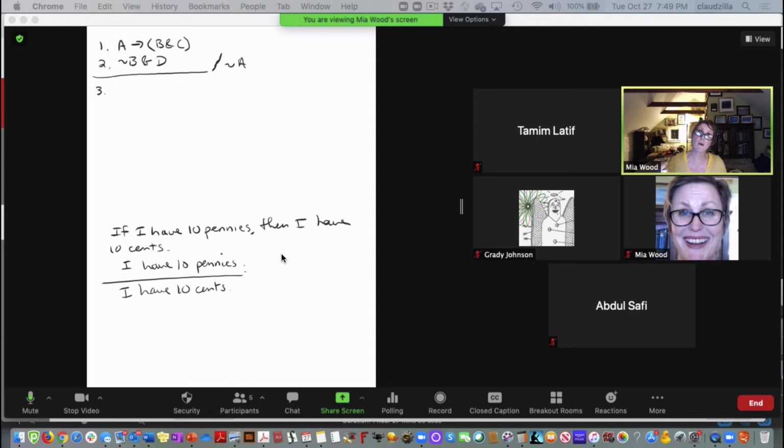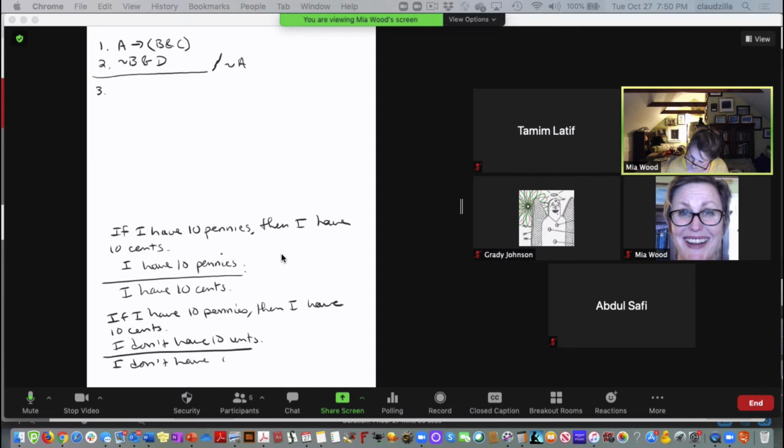Now let's think about how we can dismantle by way of deriving the negation of the antecedent. So same first premise. If I have 10 pennies, then I have 10 cents. I don't have 10 cents. So I don't have 10 pennies. Give each a look and tell me if the process of inference making makes sense to you.